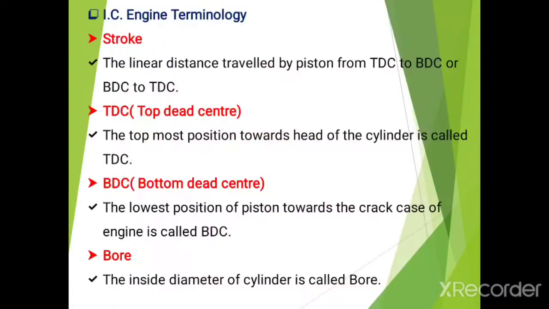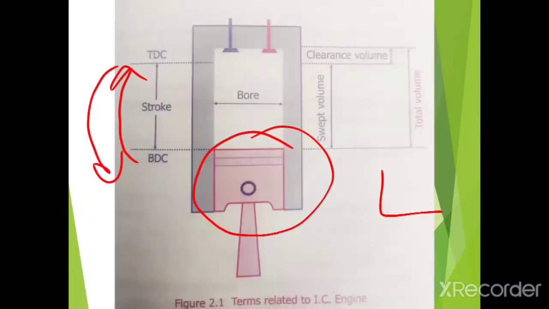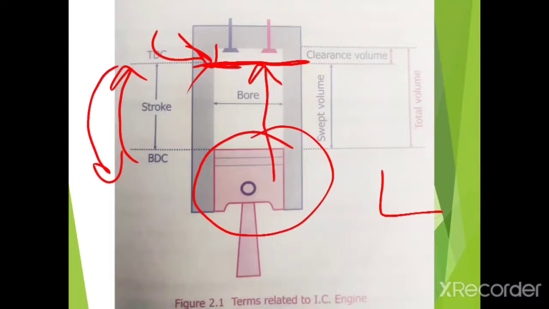Now the next term, TDC, stands for top dead center. The topmost position towards the head of the cylinder is called TDC. So this position is called TDC. When the piston moves in the upward direction and stops here, this topmost position is called TDC.